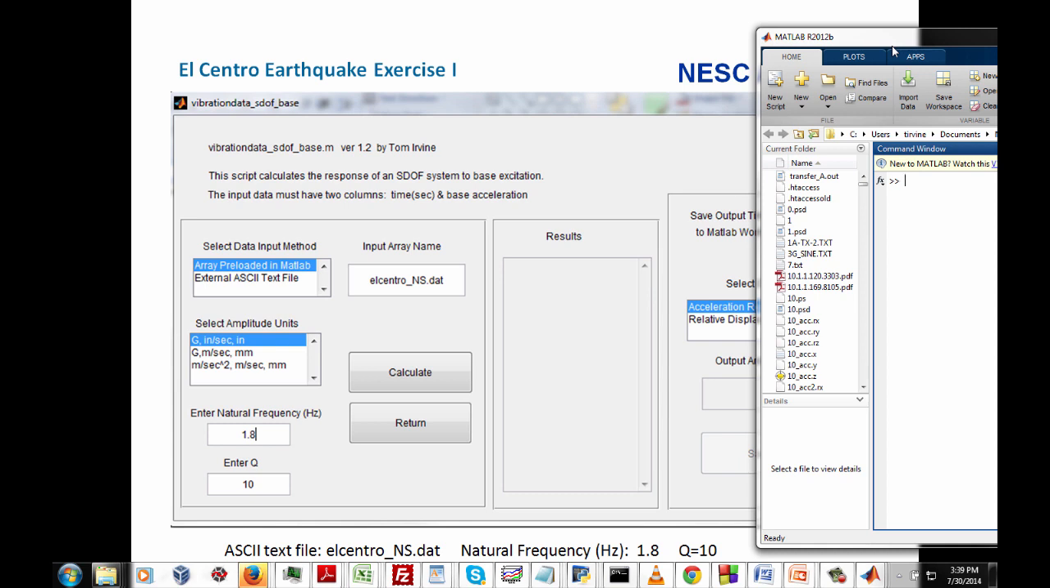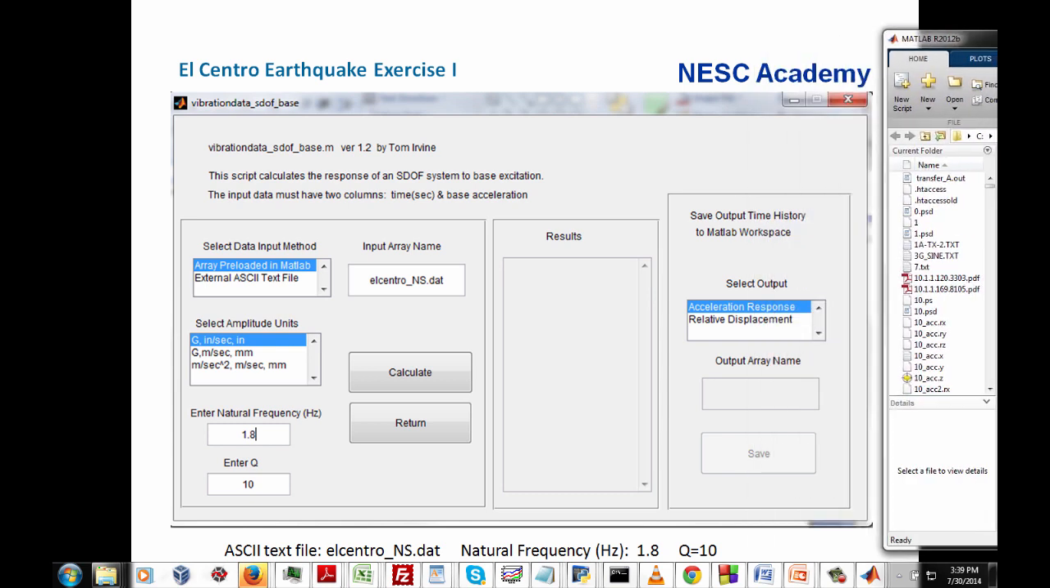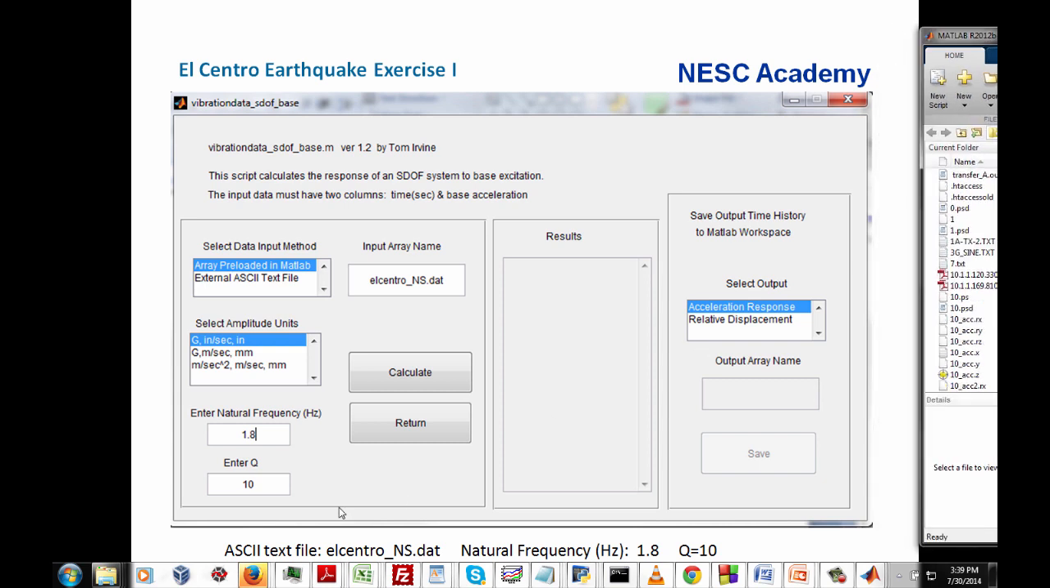So we're going to run a program we've run before, vibration data underscore SDOF underscore base.m. This script calculates the response of a single degree of freedom system to a base excitation, where the input data must have 2 columns: time in seconds, and then the base acceleration. We're going to use the El Centro earthquake data for the north-south ground component. We'll do the case for a natural frequency of 1.8 hertz with a Q value of 10. For the purpose of this exercise, this is just a point that I've arbitrarily chosen.